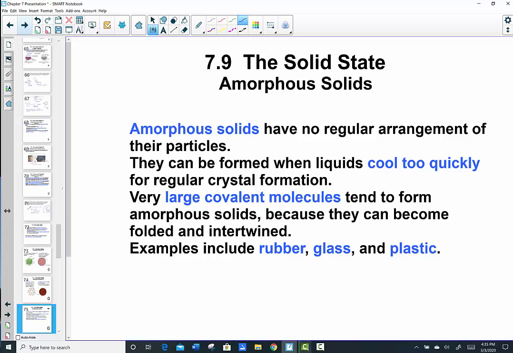And then we said if it wasn't crystal, it was amorphous. So a solid that's amorphous has no regular shape, and typically they're formed by accident in the lab. If you form an amorphous solid, it's a liquid that has cooled too quickly to form a regular crystalline structure. And very large covalent molecules tend to do this. Another solid that does that regularly is sulfur, is an amorphous solid. Rubber, glass, plastics are all examples of solids that have no regular arrangement to their particles.